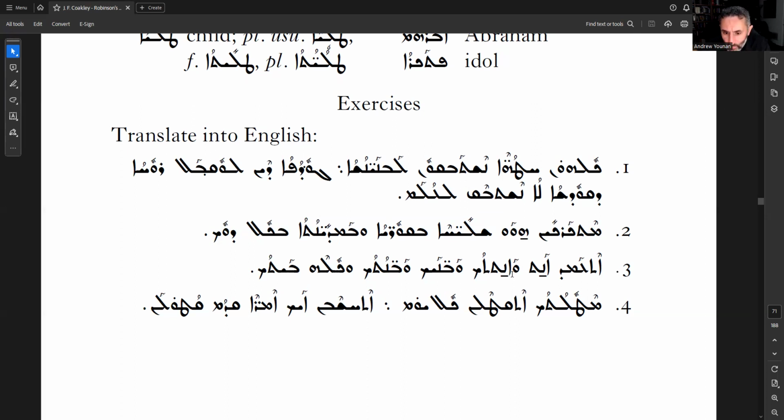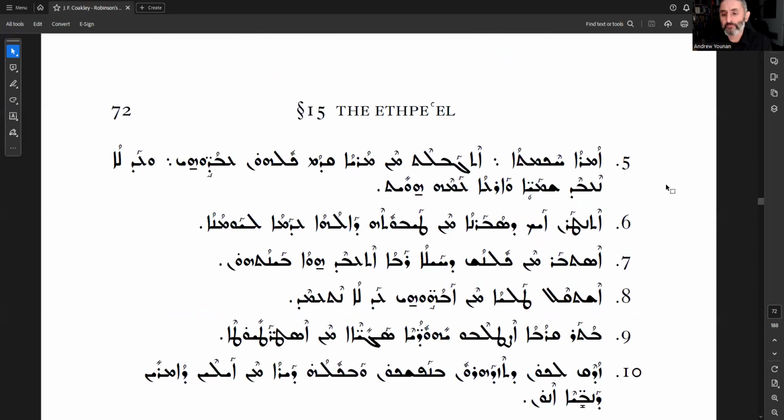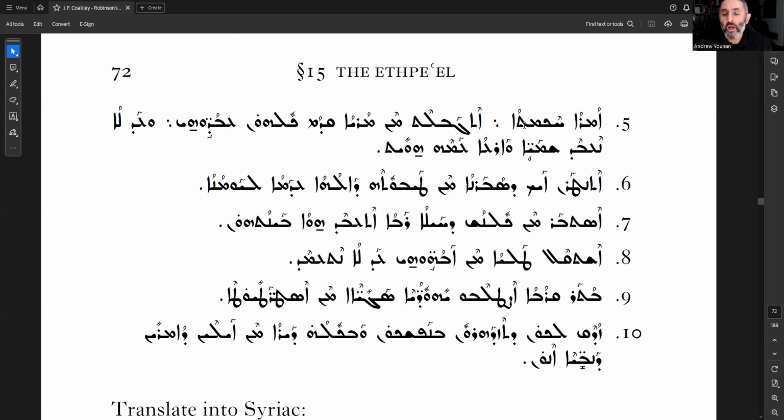Hint is, this is the imperative. Okay, that's your hint. Motolathach ithqtaln kul yom. Ithahshun ach imre qdam qatolan. Amra hachimtha.